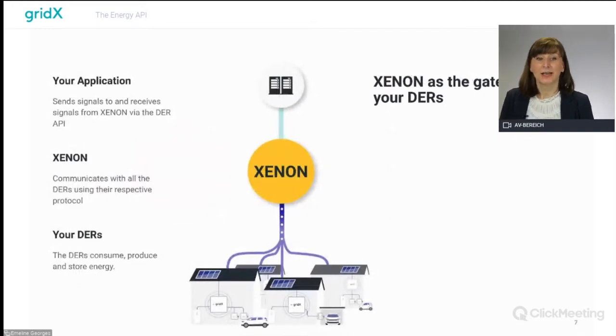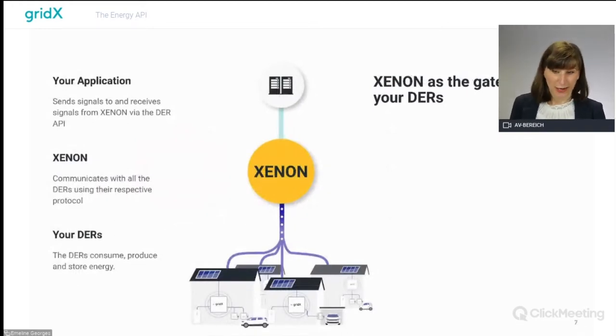So like we said, Xenon is our platform that becomes your gateway to all the distributed energy resources. You focus on developing your energy application, and you exchange signals, so control signals, and get measurement signals from Xenon via the DER API. Xenon, our platform, then takes care of communicating with all the DERs using their respective protocol. And you can then observe your DERs consuming, producing, or storing energy as you expected them to do in your energy application.